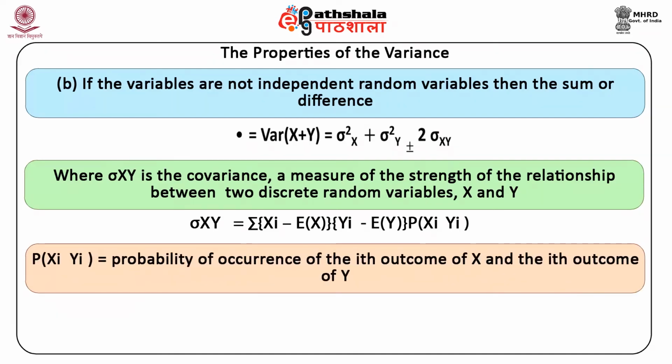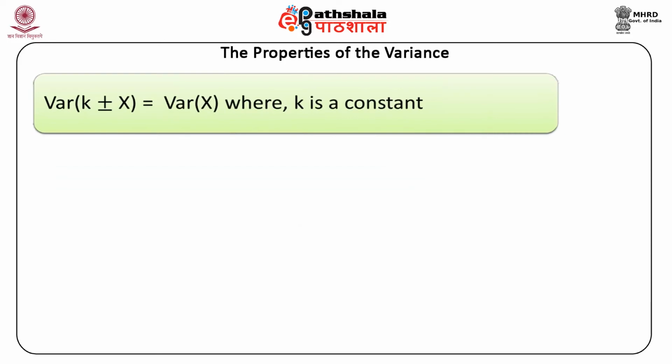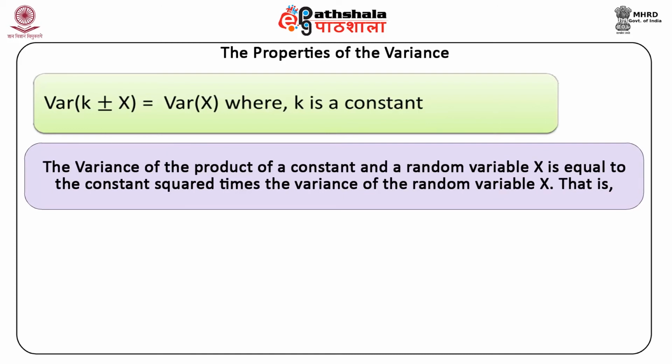So p(xi, yi) is nothing but the probability of occurrence of the ith outcome of x and the ith outcome of y. Variance of k plus or minus x is equal to variance of x, where k is a constant. Similarly, the variance of the product of a constant and a random variable is equal to the constant squared times the variance of the random variable. That is, variance of ky is equal to k square into variance of y.